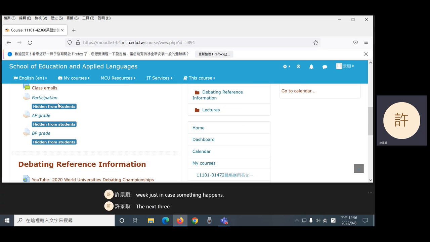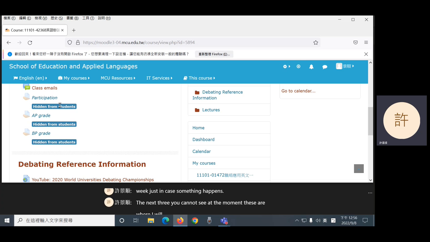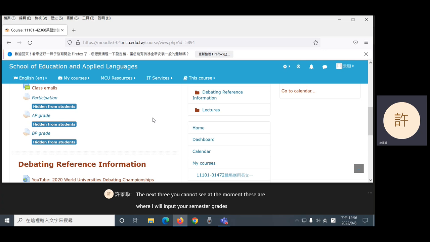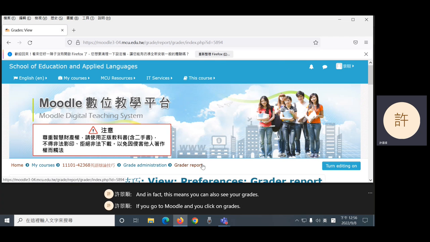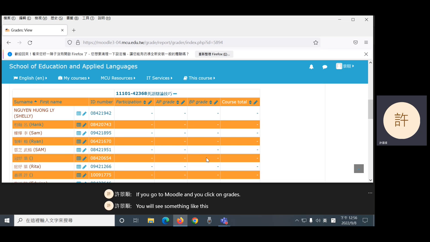The next three you cannot see at the moment. These are where I will input your semester grades. I use Moodle to calculate your grades, and in fact, this means you can also see your grades. If you go to Moodle and you click on grades, you will see something like this, except it will only be one person, which is you yourself. The way that I calculate the grades is all the numbers on the left, if you add them up, they will equal the number on the right. And the highest score for course total will be 100. So if you want to check your grade in the middle of the semester, you can do that on Moodle.